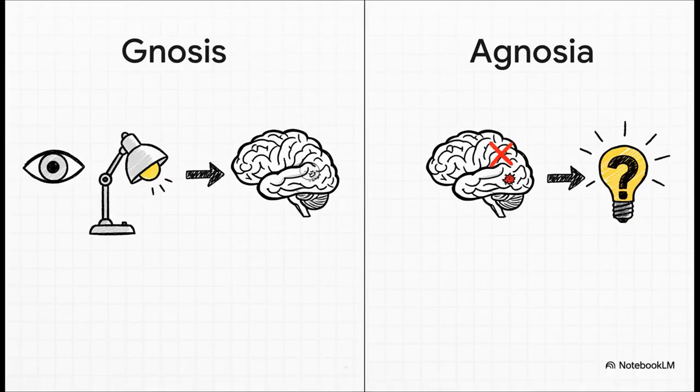Gnosis is really just the ability to recognize things, and when you lose it, that's called agnosia. In visual agnosia, a patient can see an object perfectly, their eyes are working just fine, but their brain can't attach any meaning to it. They might see a lamp, but they can't name it. This very specific problem is tied to the functioning of the supramarginal gyrus, which works together with nearby parieto-occipital association areas.